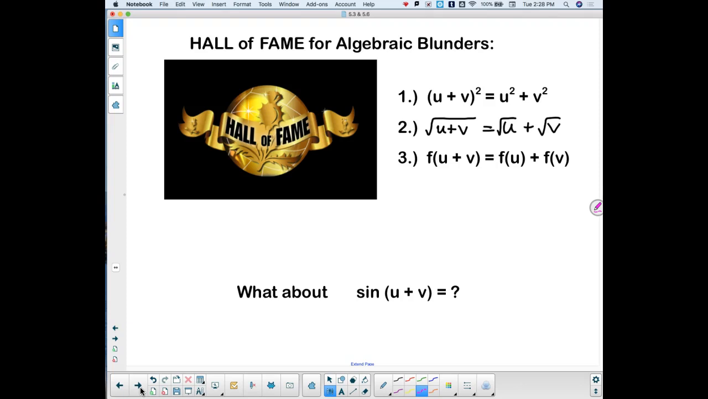If I am squaring a sum up here in number 1, lots of people think that that is just u squared plus v squared, but it's not. Or if I'm taking the square root of a sum, or of a difference, for all of these, let's be honest, if I'm sum or difference, we could go plus or minus on any one of these. These are all not equal to.